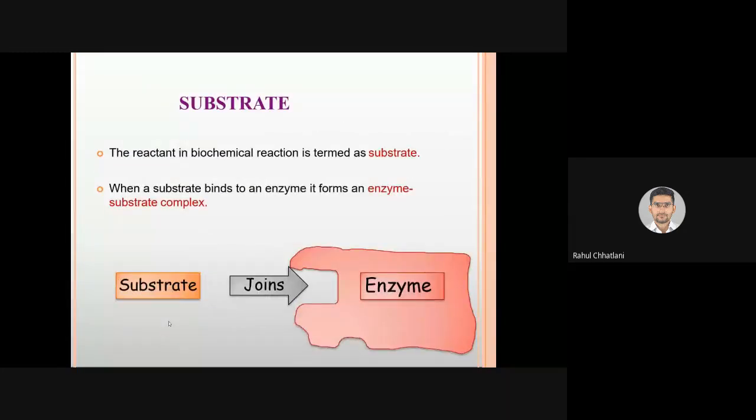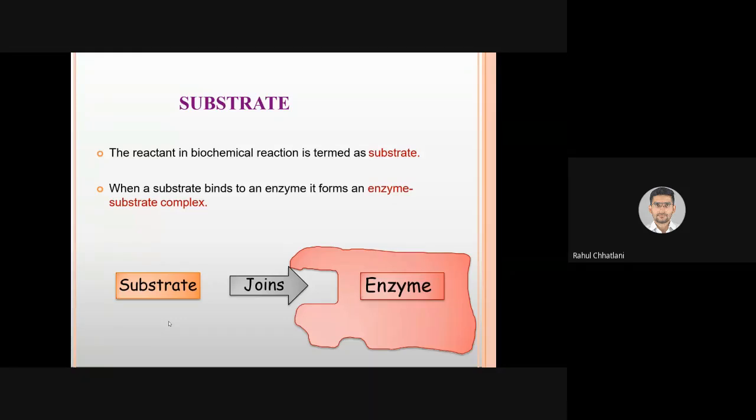Coming to the term substrate, the reactant in a biochemical reaction is termed the substrate. Whatever is going to join, whatever is going to react to form a product, so you can say Na plus Cl gives NaCl. This normal procedure is also happening. So Na and Cl individually are substrates. NaCl that is formed is the product. So substrate means what initially reacts. CO2 plus H2O gives H2CO3 in the presence of carbonic anhydrase.